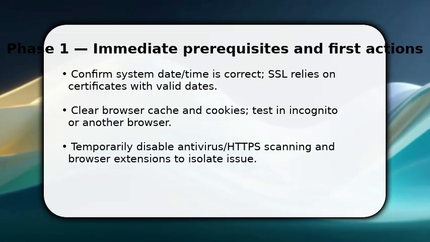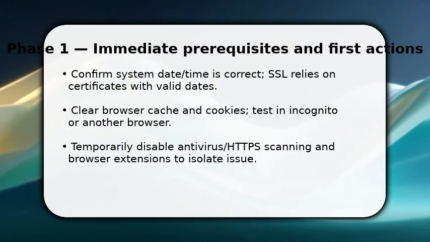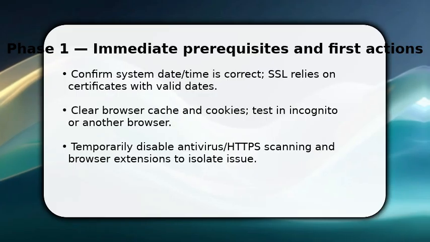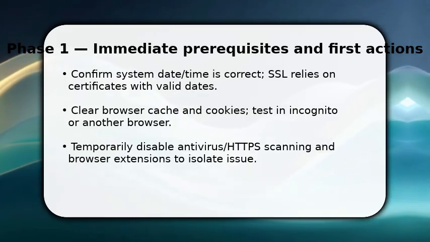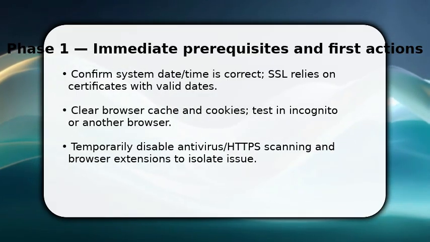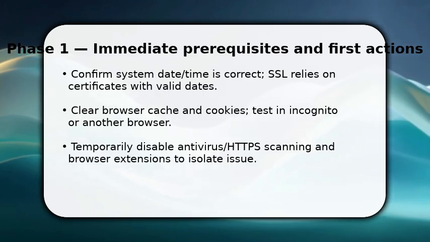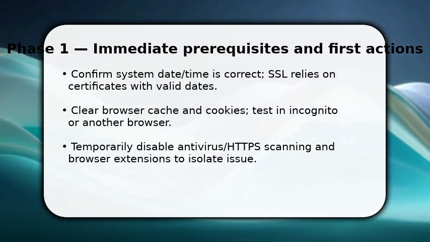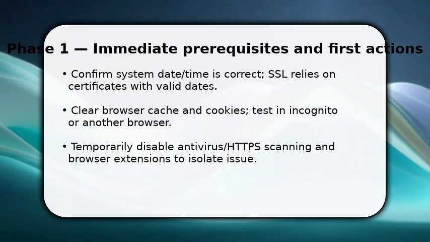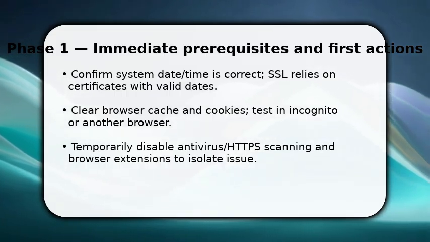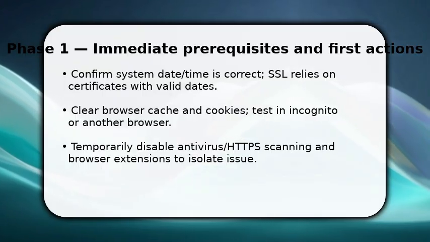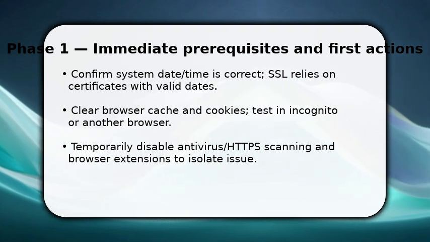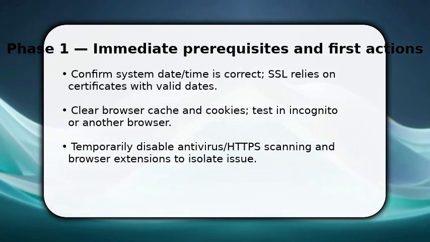You start by verifying essentials. Check your device clock and time zone because certificate validity depends on accurate dates. Next, clear the browser cache and open an incognito window to retry the site. This rules out stale assets. Once done, disable any antivirus HTTPS scanning and browser extensions momentarily to see if they intercept TLS. If the error disappears, re-enable items one at a time to identify the culprit. This isolates whether the problem is local or server-side.